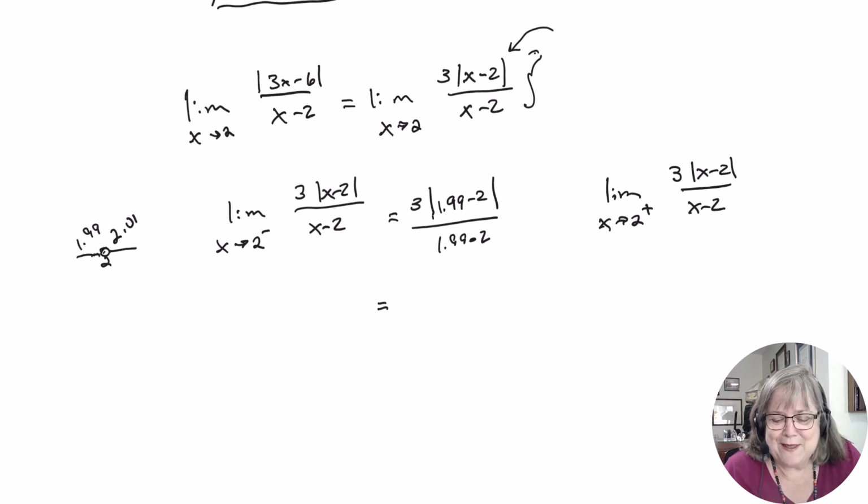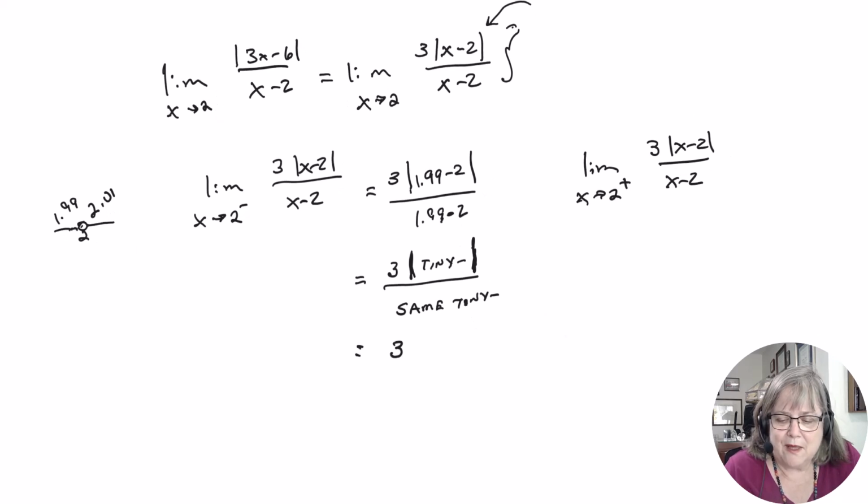All right. So what you have is 3, and you've got the absolute value of some tiny negative number. And on the bottom, you have whatever this tiny negative number is, you have the same tiny negative on the bottom, right? So this is 3. This is going to turn positive, right? And this same tiny negative is going to be negative. So you're going to have this positive over negative. So this is a negative 1. So this is negative 3.